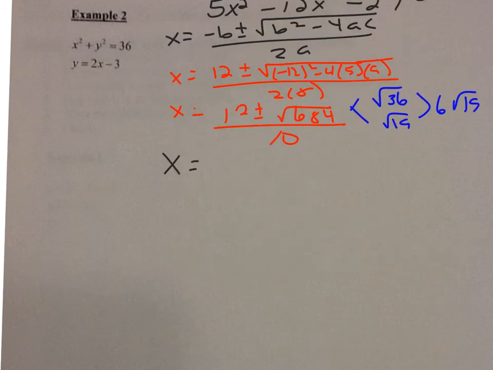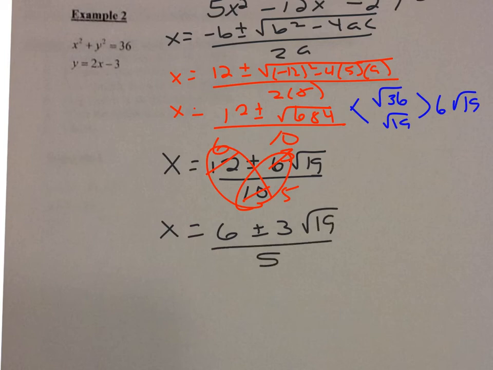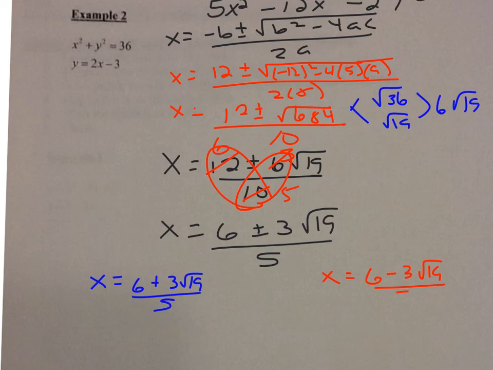Okay, so I have x is equal to 12 plus or minus 6 square root of 19 over 10. And then remember, in order to reduce, you have to make a heart. What goes into 12, 6, and 10? That is 2: 6, 3, and 5. So I get x equals 6 plus or minus 3 square root of 19 over 5. So let's separate our x's. One of my x's is x equals 6 plus 3 square root of 19 over 5, and the other x is 6 minus 3 square root of 19 over 5.